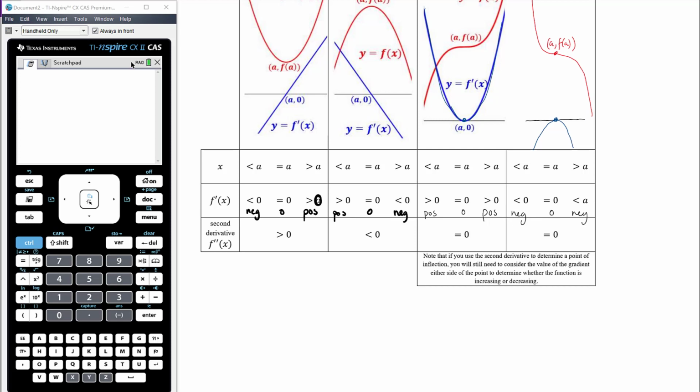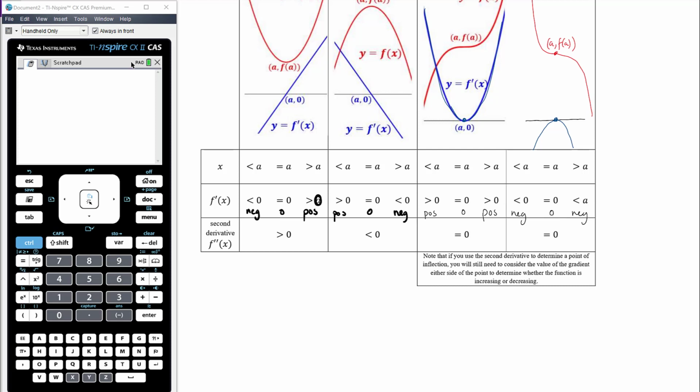So being able to look at the sign of the gradient either side of the point of 0 gradient will tell us about the nature of the stationary point. Is it a local minimum point? Is it a local maximum point? Or is it a stationary point of inflection? It's possible to also use the second derivative to justify the nature of stationary points. It's something that the specialist math students will be more familiar with.